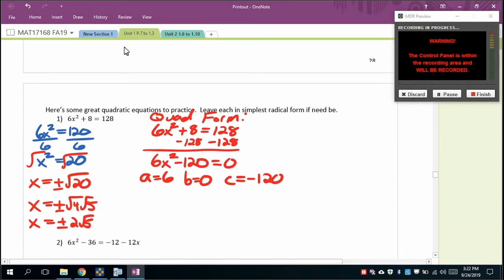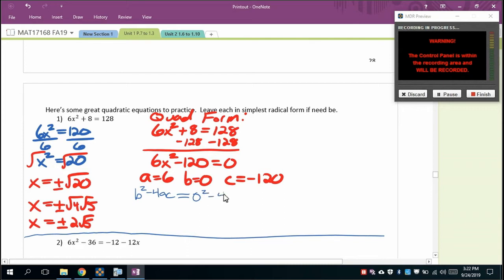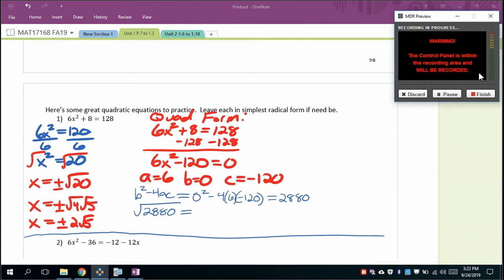And I've said this in class and I'm going to say it again. The first thing you always do when solving a quadratic by using the formula, figure out the discriminant, b squared minus 4ac. So it'll be 0 squared minus 4 times 6 times negative 120, which in turn will give us a value of 2,880. So then we would have to simplify 2,880. Now the problem with simplifying the square root of 2,880, it is a huge number, but what that will simplify to is 24 times the square root of 5.